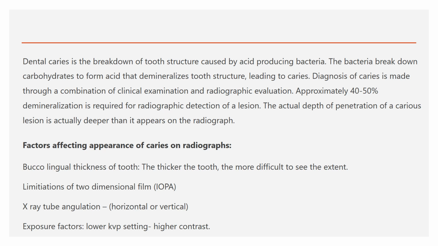The factors affecting the appearance of caries on a radiograph: buccolingual thickness of the tooth. The thicker the tooth, the more difficult it is to see the extent. Limitation of a two-dimensional film. X-ray tube angulation, that is horizontal or vertical changes, may change the appearance. Then the exposure factors: the lower the kilovoltage peak setting, the higher the contrast. So when you judge IOPAs, these factors should be considered to identify the caries.